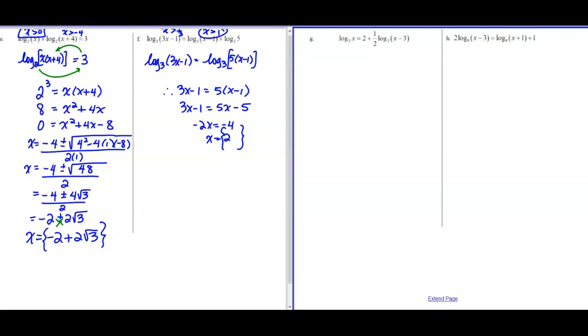Okay, so G, we've got two terms with x's in them, both log terms, both base 2. But we also have a constant term. So one thing you could do is express 2 as a log with base 2, if you wanted to. Or I would probably, right now, just collect the terms that have x in it, right? So this would be log of x base 2 minus 1/2 log of x minus 3 base 2 equals 2.